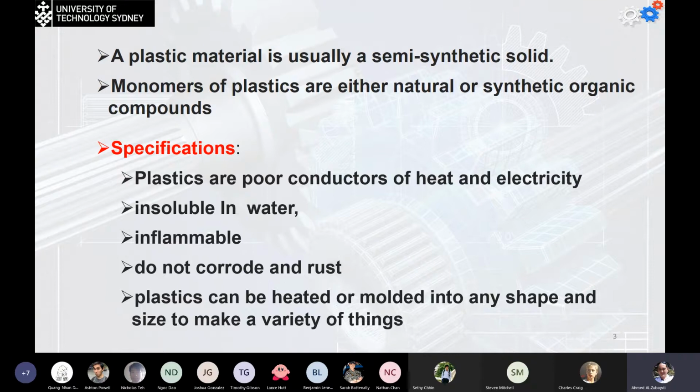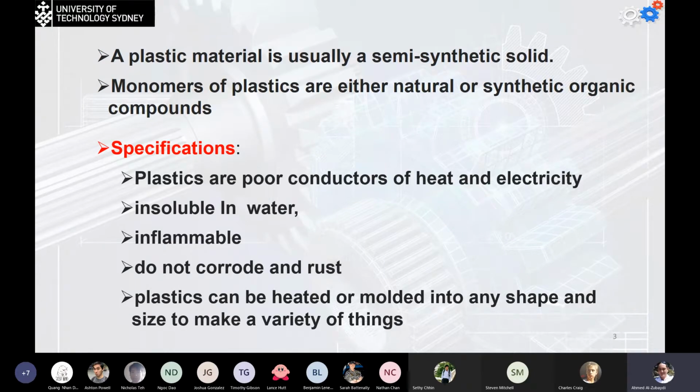Also, they are insoluble in water, and thus we can use them, for example, for plastic bottles or containers, or even as a part of ships or submarines. The problem we have with plastic is that it is flammable, and this is one of the main problems holding me back from using it widely as construction material. It does not corrode or rust, and that's why we can use it as a coating to protect metals, for example. Plastic can be heated or molded into any shape and size to make a variety of things.